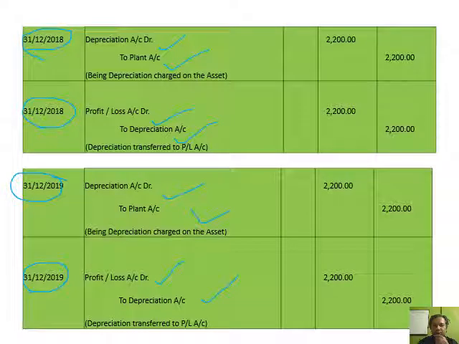So in this entry, depreciation is debited. When we are transferring, it automatically gets credited. The same thing happens in the second year also. It automatically gets credited.